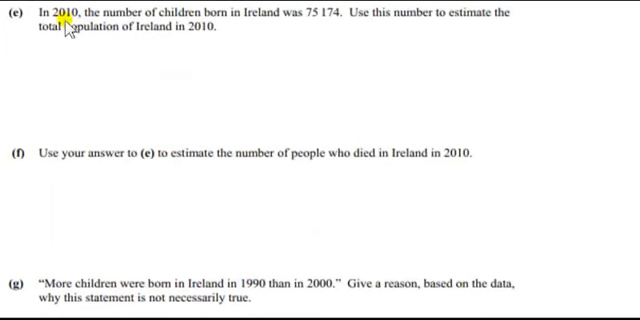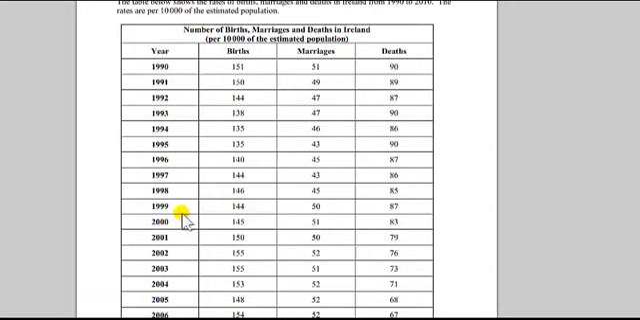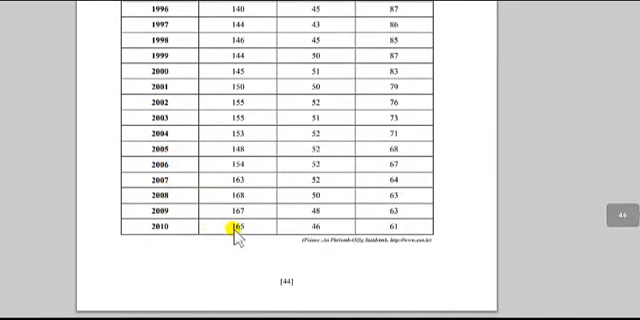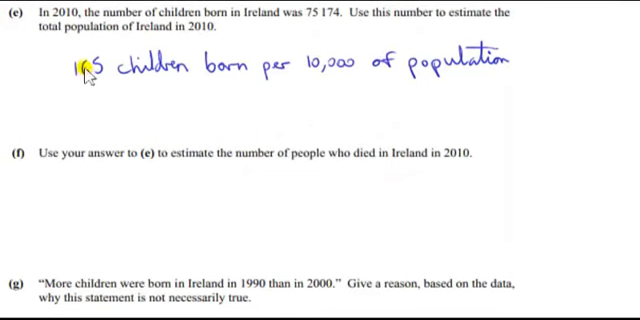In 2010, the number of children born in Ireland was 75,174. Use this number to estimate the total population of Ireland in 2010. So let's look at the birth rate for 2010. So here it is, 165 children born per 10,000 of the population, of the estimated population. Okay, and the total number of children born was this number, so we want to divide this number by 165.